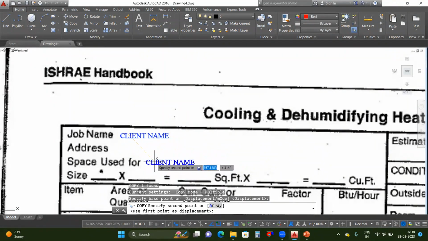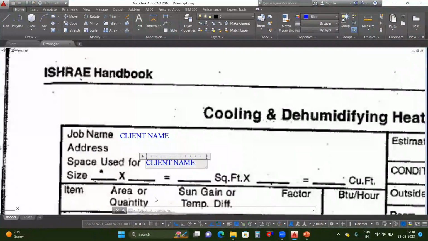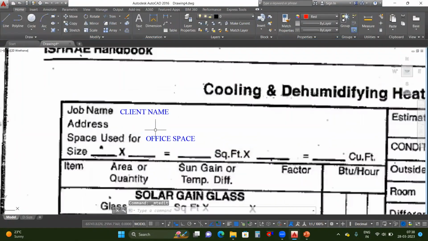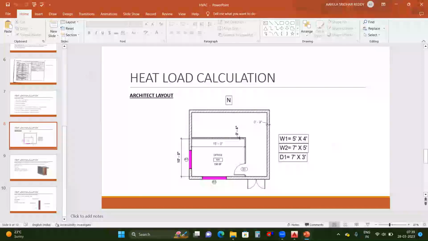And next one is space used for. So we are designing this for the office space. Next, the size of the building, so the office space size. For this, we need to go to the PPT. So width of the building is 15 feet. The dimensions were mentioned in feet. You can see the width of the building is 15 feet here and the length is 10 feet. So that is the room dimension.